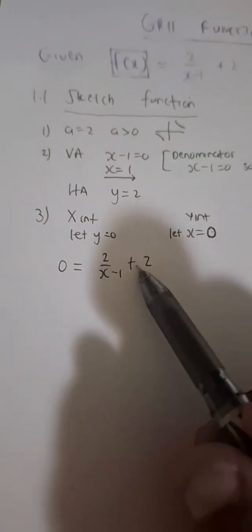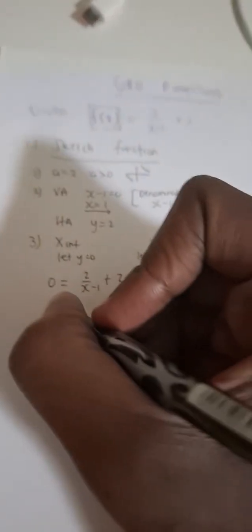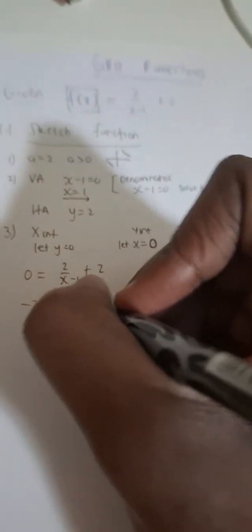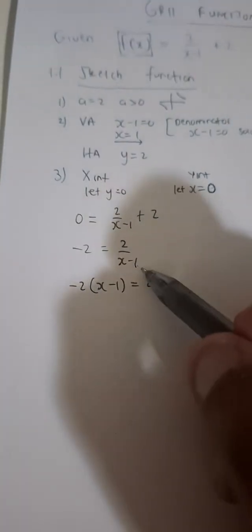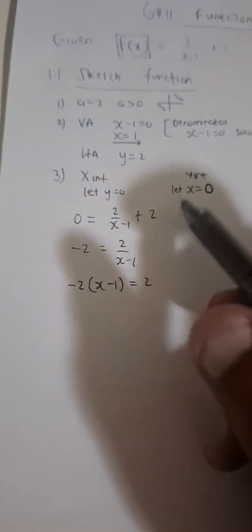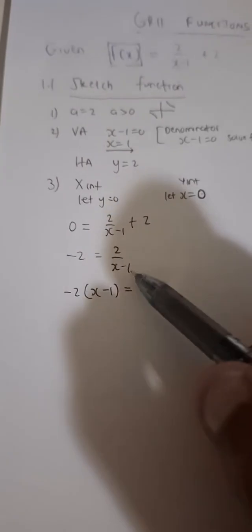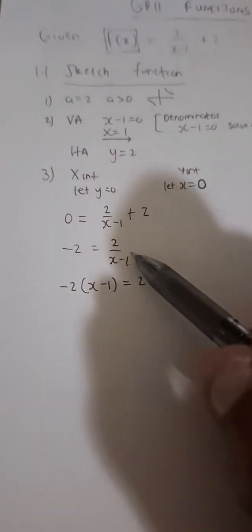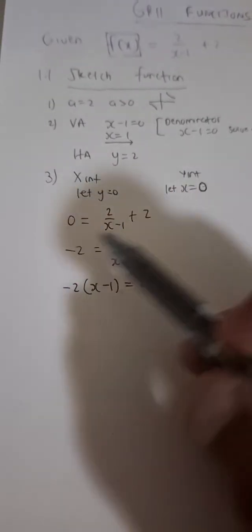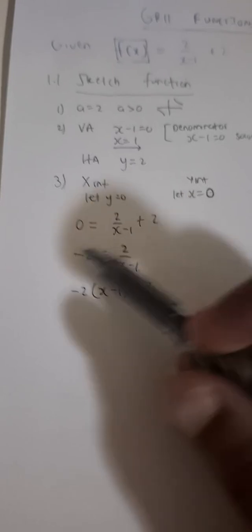Then we take the positive 2 and transpose it over to the left-hand side. We get negative 2, and we isolate the fraction 2 over x minus 1. And remember, we cross multiply the LCD. Remember, the concept behind all of this is that we find the LCD, we write the restriction, and then what do we do? We multiply both sides with the LCD in the numerator.